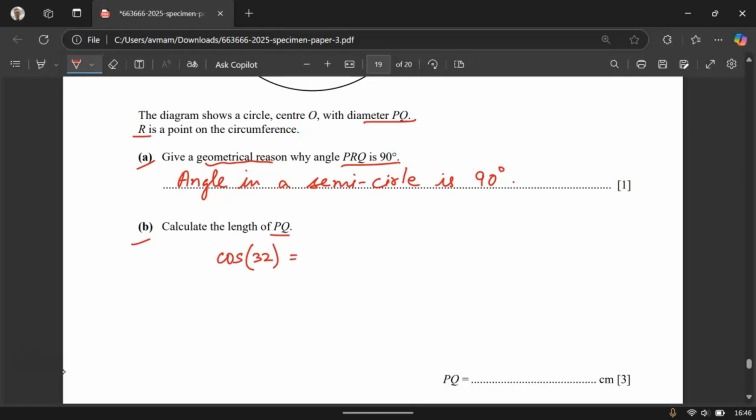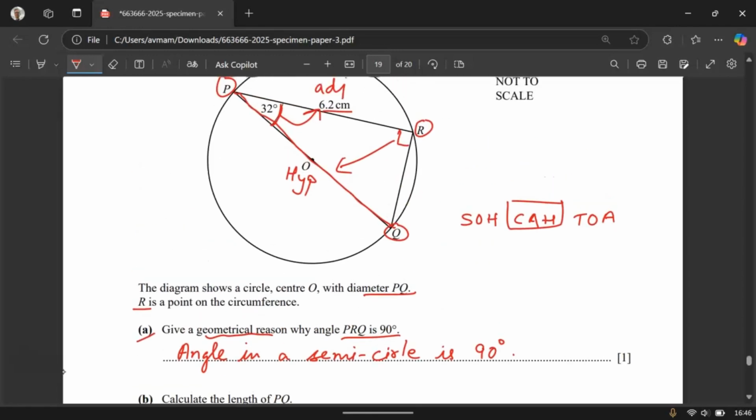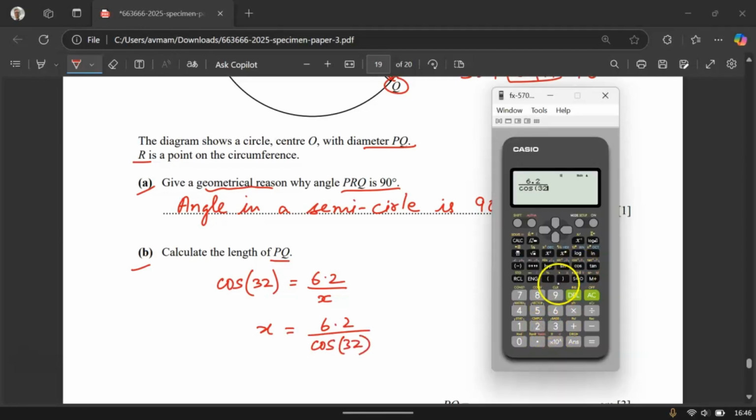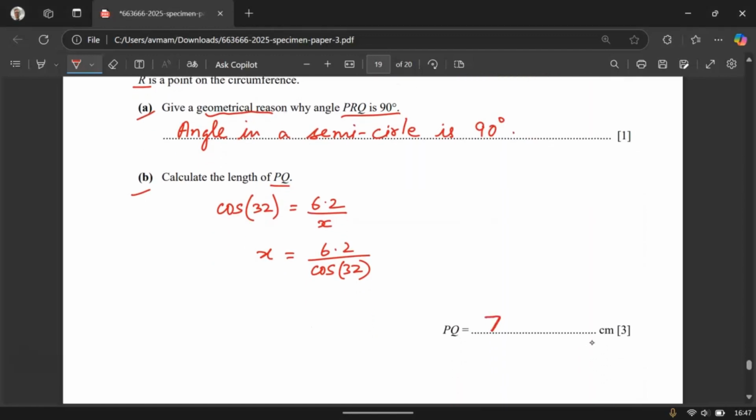Cos 32 is adjacent over hypotenuse. Adjacent is 6.2, and the hypotenuse, let's say this is x, that's what we are looking for. Then x equal to 6.2 divided by cos 32. And that is 7.3109. So let's write 7.31.